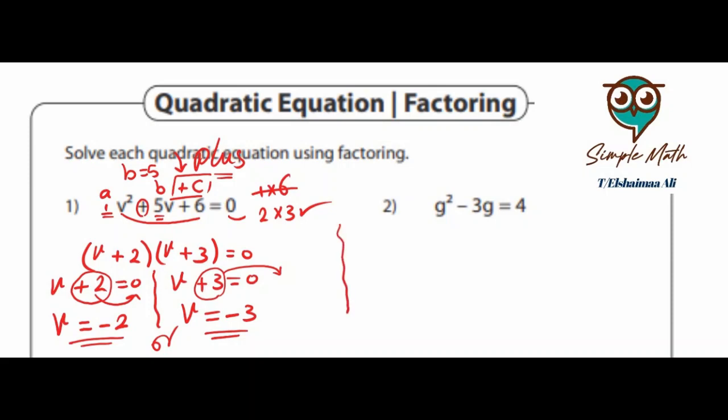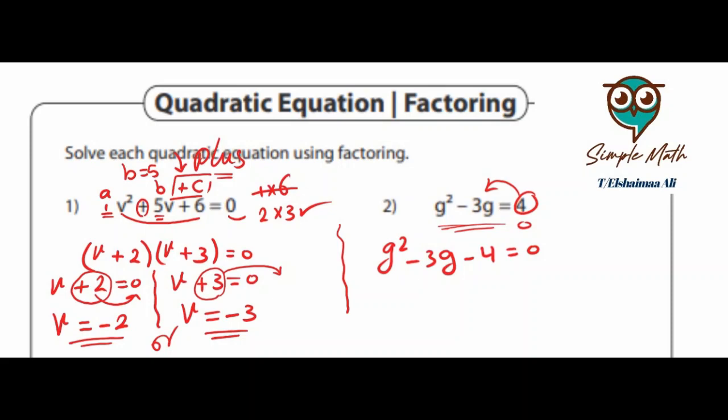So let's see the next one. We have g squared minus 3g equals 4. First we want to make this equation equal to 0. So how can we do it? We will take 4 to the other side with a different sign, so it will be g squared minus 3g minus 4 equals 0.